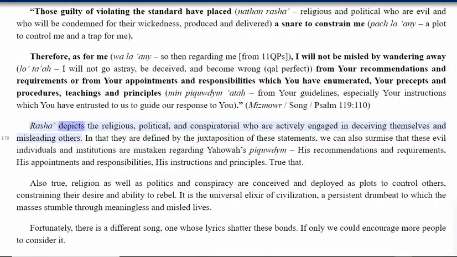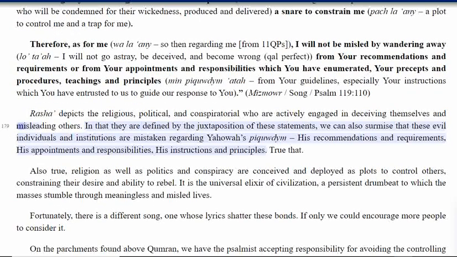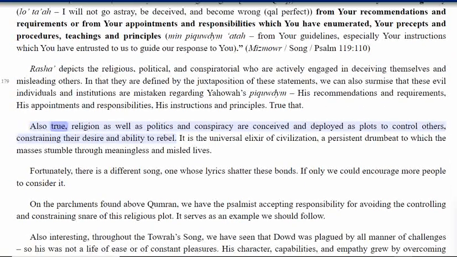119:110. Rasha depicts the religious, political, and conspiratorial who are actively engaged in deceiving themselves and misleading others. In that they are defined by the juxtaposition of these statements, we can also surmise that these evil individuals and institutions are mistaken regarding Yahowah's Pequim, his recommendations and requirements, his appointments and responsibilities, his instructions and principles. True that. Also true, religion as well as politics and conspiracy are conceived and deployed as plots to control others, constraining their desire and ability to rebel.